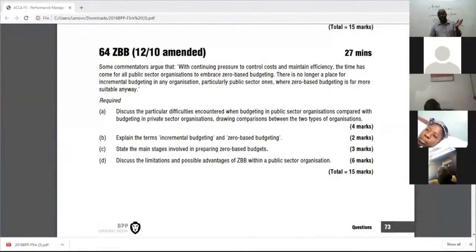Remember, under incremental budgeting, we were able to build up slacks, surpluses. We're able to build them, leading to what here, wasteful expenditure. ZBB will be able to cut on this wasteful expense because ultimately, under ZBB, if we realize this year you are wasteful, next year we will not give you any allowance. So we are able to cut on this wasteful expenditure.